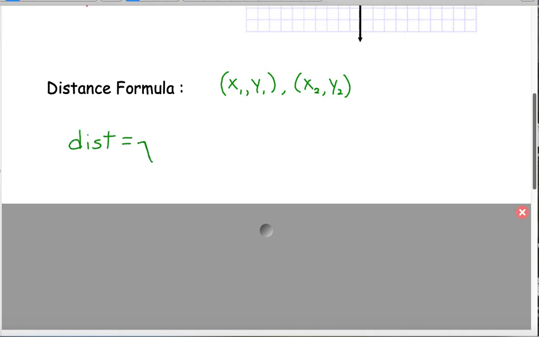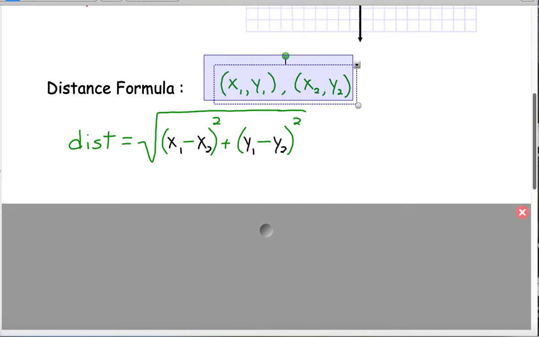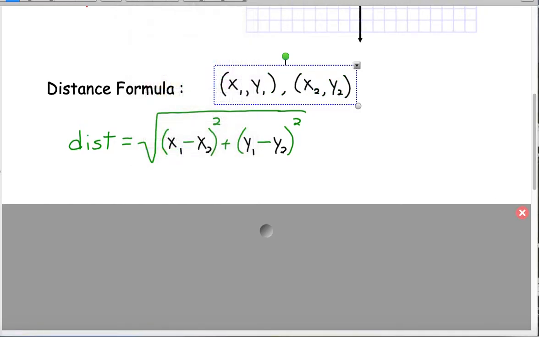is going to equal a giant square root, 2 sets of parentheses. Each of those are squared and then added together. And inside the parentheses, we're going to subtract. What are we going to subtract? We're going to subtract whatever the x numbers were. And then in the other parentheses, we're going to subtract whatever the y numbers are. So whatever coordinates they give you for the 2 points, you plug those in where I wrote x sub 1, x sub 2, y sub 1, y sub 2.